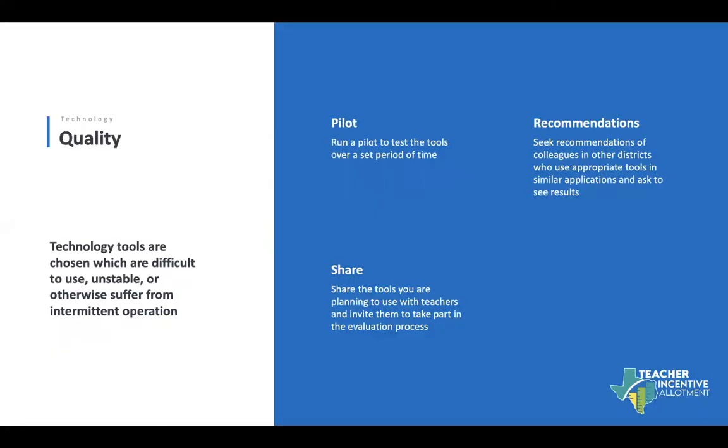Lastly, the quality of the tools. Sometimes the tools that are chosen, they're chosen with minimum testing and then become unstable or suffer from intermittent operation. And it could be very, very frustrating for people who are participating, where they don't feel like they have a very solid set of tools that they can rely on.